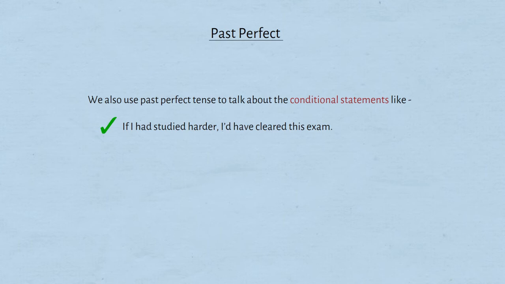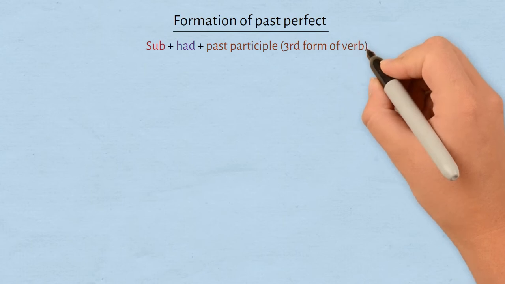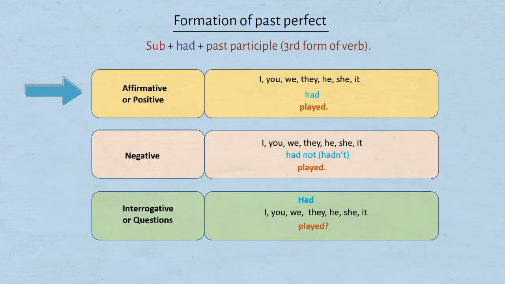Now let's look at the formation of the past perfect. Subject plus had plus past participle. Positive sentence: I, you, we, they, she, he, it had played. Negative: I, you, we, they, he, she, it had not or hadn't played. Questions: Had I, you, we, they, he, she, it played?